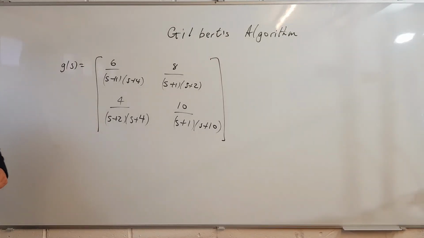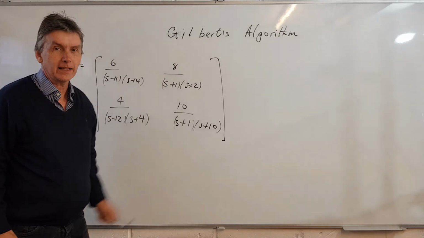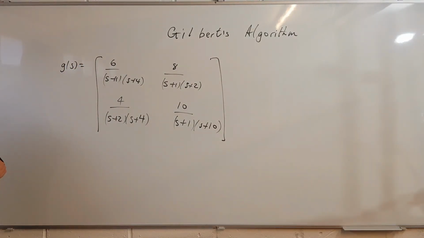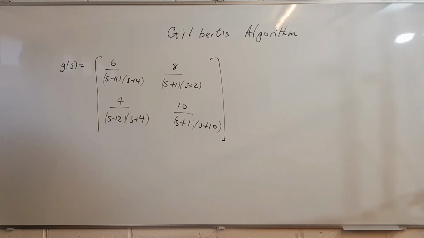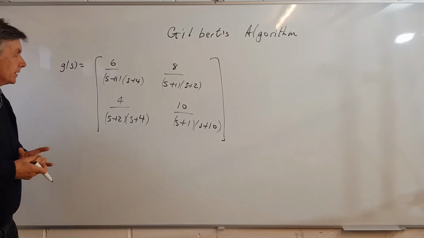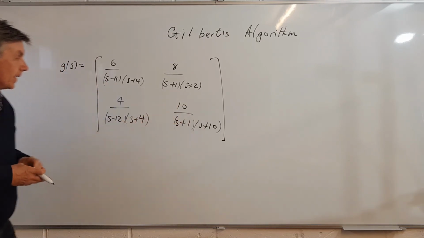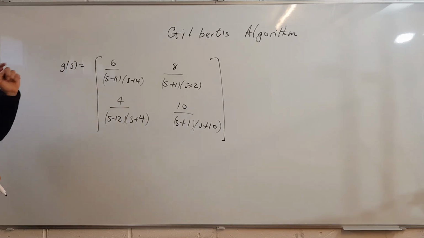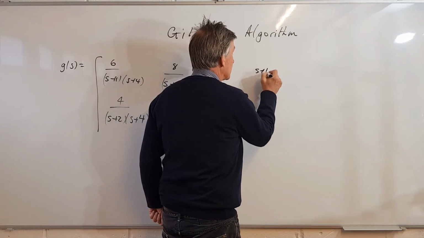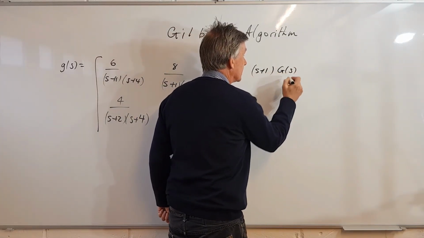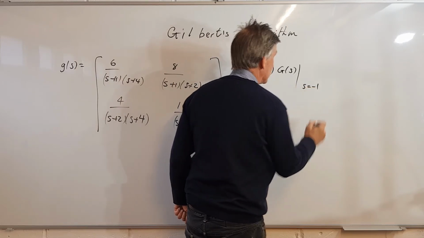Hi, good afternoon. Today we're going to look at Gilbert's algorithm for working out the minimal state space realization of a multivariable transfer function. We can recall back to the lectures on this. The first thing we do is work out some matrices associated with each of the poles in the transfer function. So we start off with the s plus 1, and what we do is we work out s plus 1 multiplied by G(s) evaluated at s is minus 1.